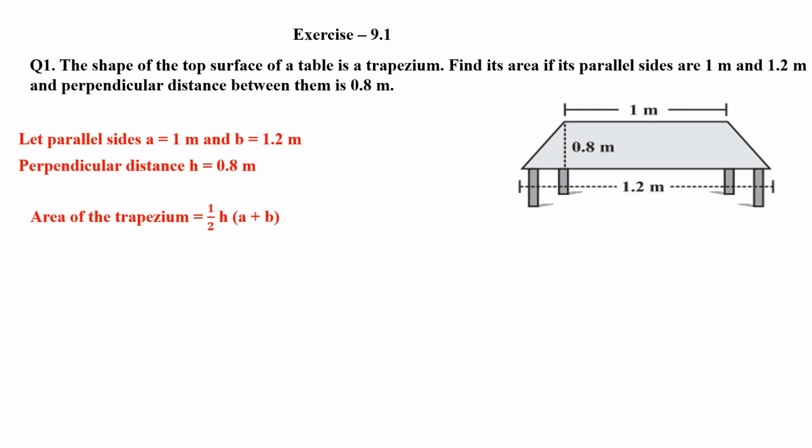Now I have to just substitute all the values here. It will be half into my height, which is 0.8, and the parallel sides are 1 and 1.2, so I am going to add them. So it will become 1 by 2 into 0.8 into 2.2. Now I'm going to simplify. 2 times 1, here 2 times 1.1. And if I multiply 0.8 and 1.1, I am going to get 0.88, and the unit will be meter square. So this is the area of the top surface of the table. Okay, now moving to the next question.